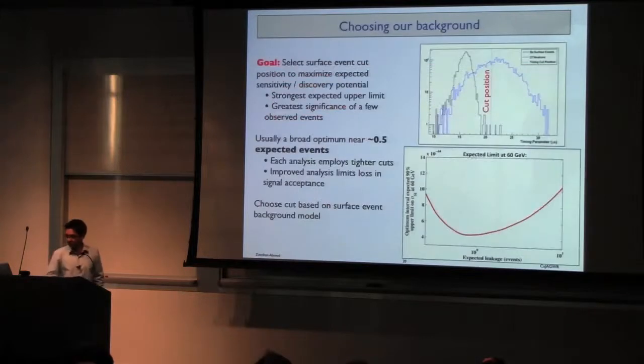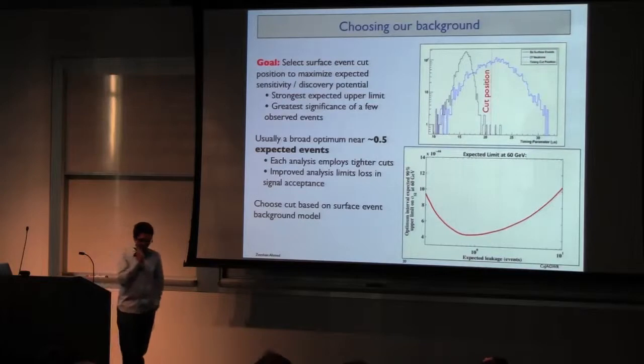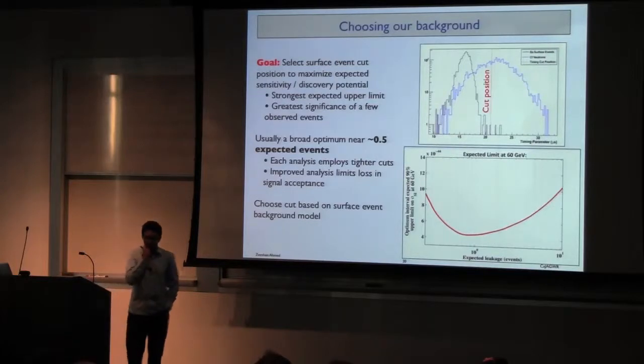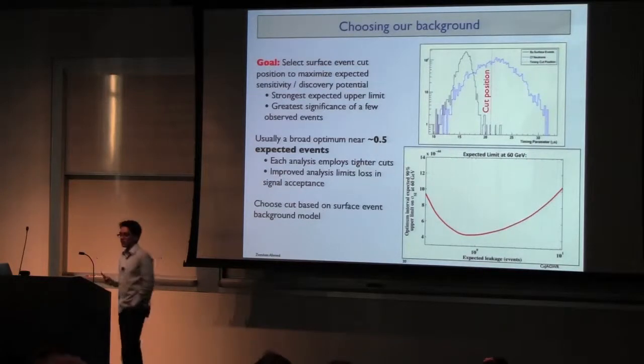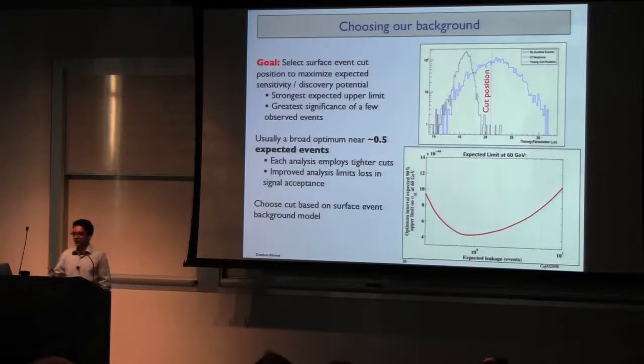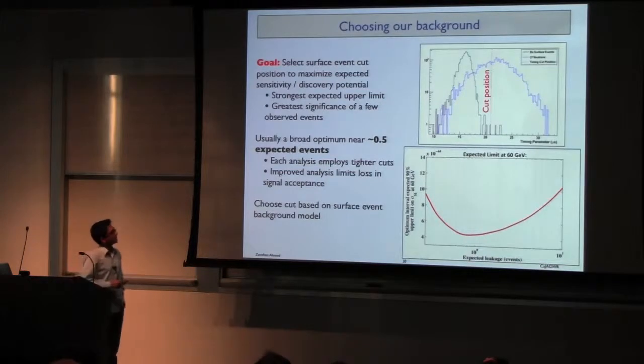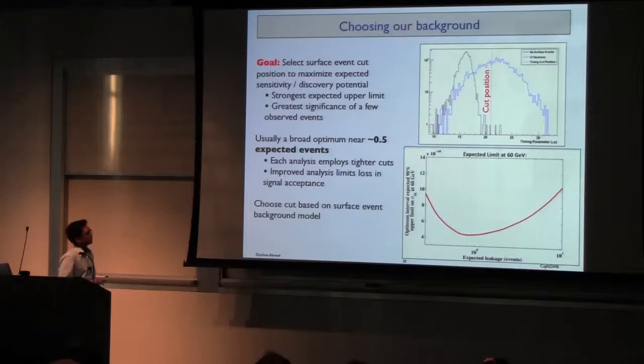Okay, now this is an interesting point, which is choosing our background. People typically ask us, well, you have this much background in your detector, so are you kind of stuck with that situation? How do you do better? And really the simple answer is you cut harder, right? But what we're essentially trying to do is set our timing cuts and our yield cuts and such in a way that maximizes the science. So our goal is essentially to select a surface event cut that maximizes our sensitivity.